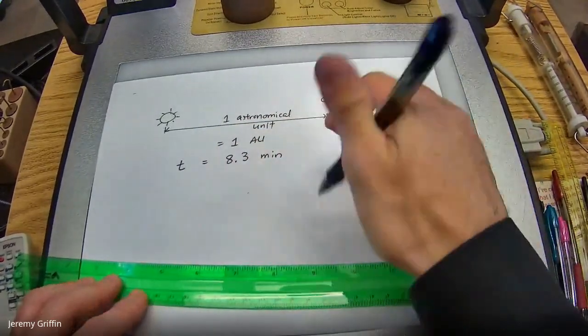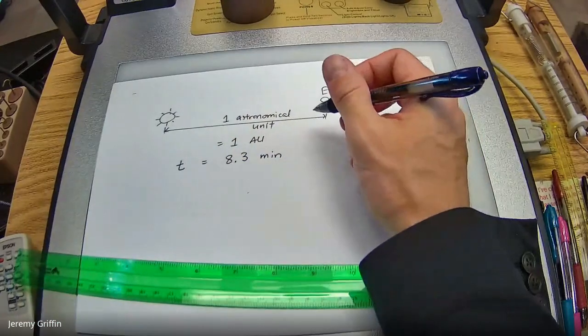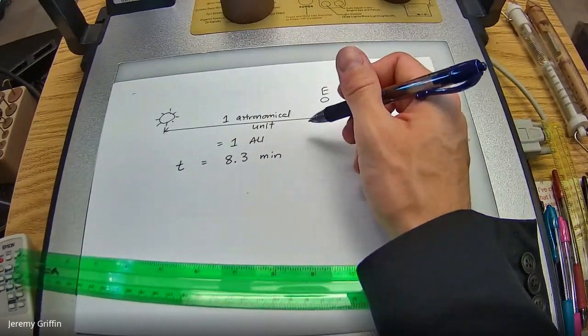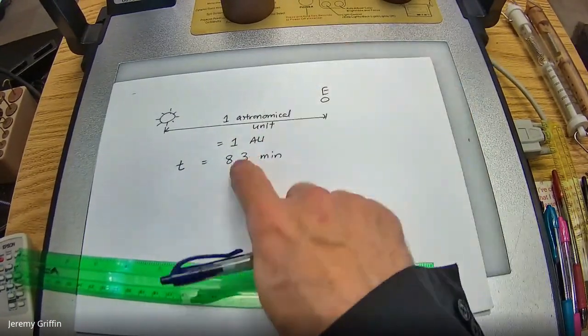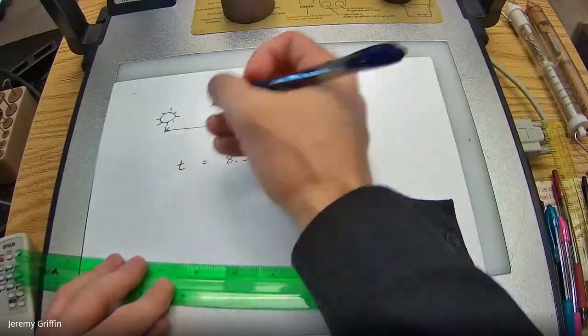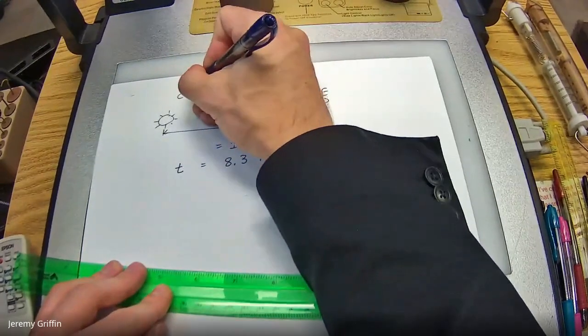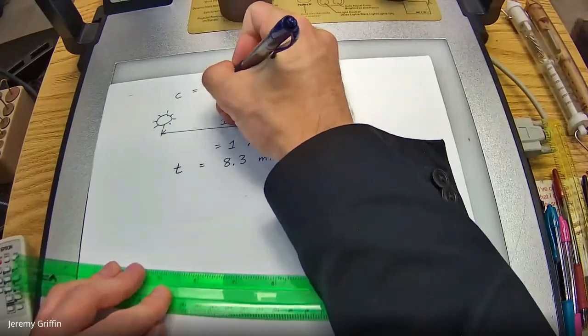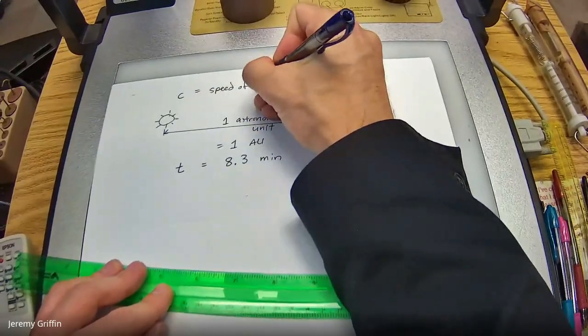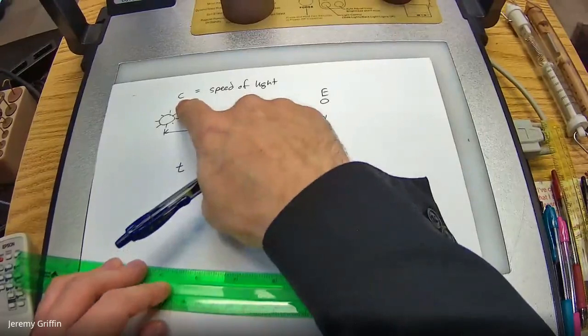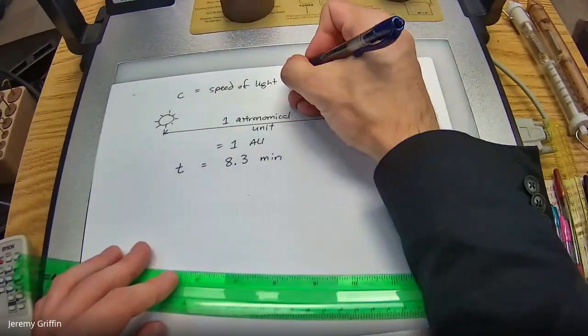Right. So I wonder if you could figure out what is 1 astronomical unit, say in terms of like meters or kilometers, something like that. Do you think you could do that? If you also know the speed of light, c is the speed of light. It's kind of like v, right? Like velocity. It's a special number.